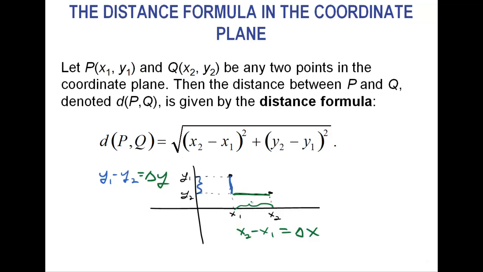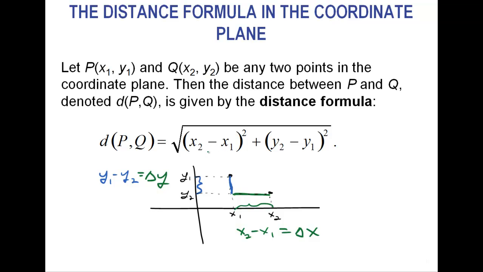So if you did, let's say, x2 minus x1, in this case you'd get a positive number, because we know this number is going to be bigger than that one because it's further to the right. So if this was 10 and this was 3, then we would get a 7. But if you did x1 minus x2, you would just get negative 7. But when you square it, it's still going to be 49 both ways. So that's why it doesn't matter which one comes first.